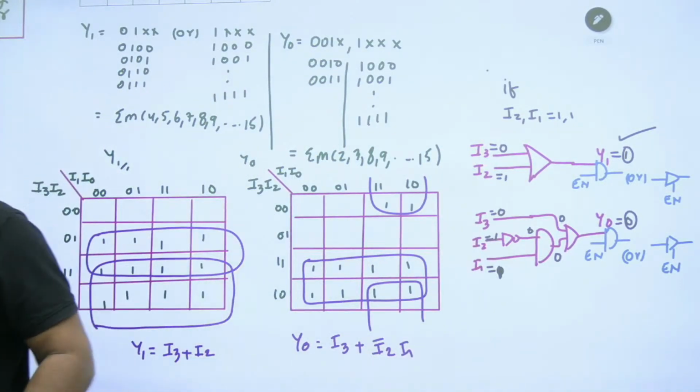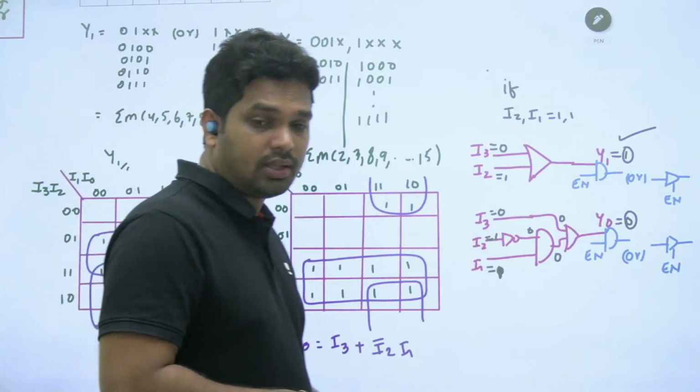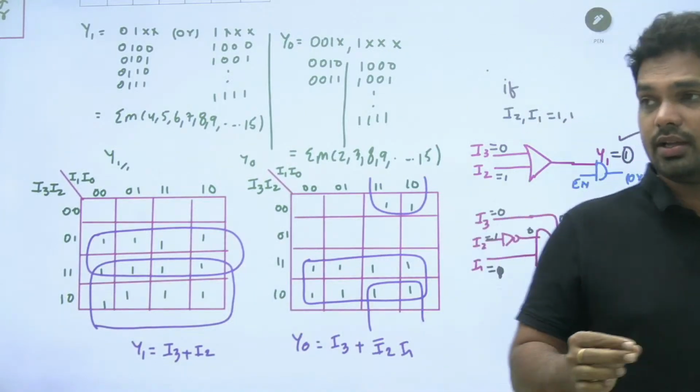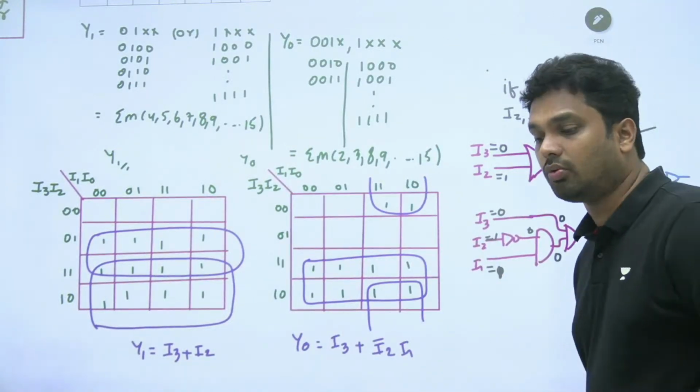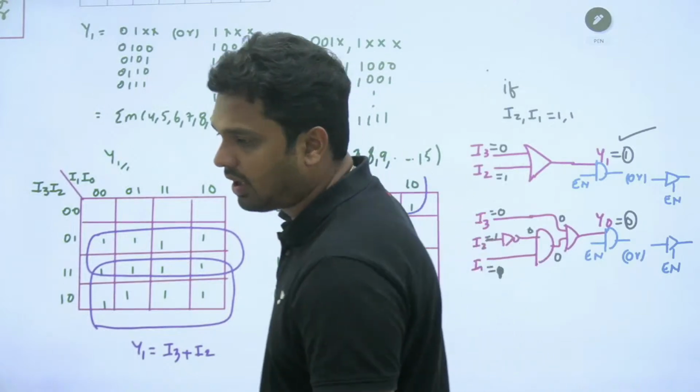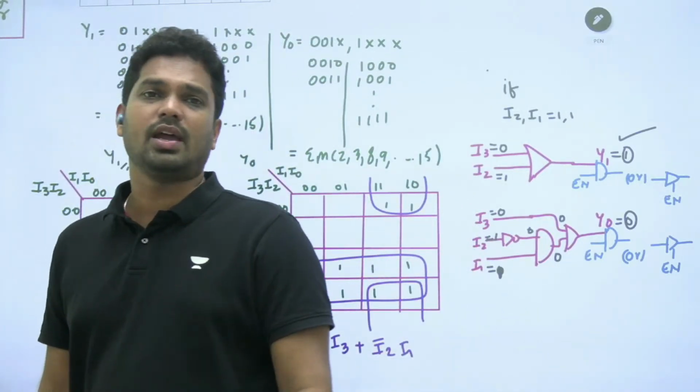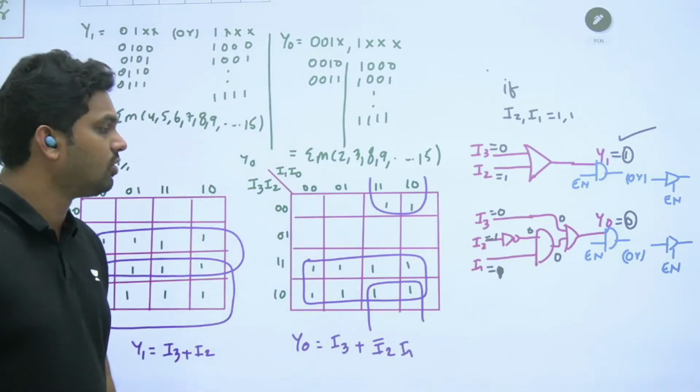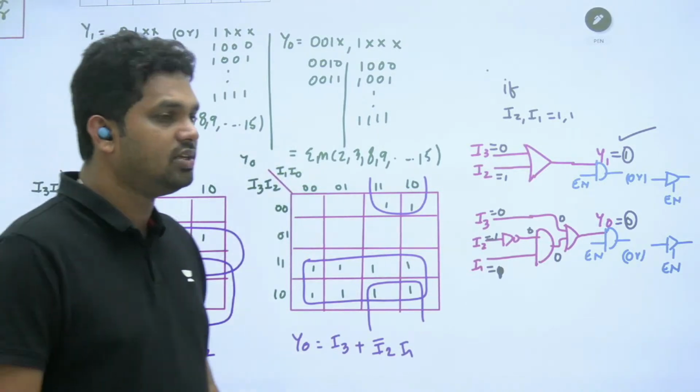Okay. So that is about your priority encoder. Here more than one input is equal to one also. It will consider only the high priority and give it. So you can design the priority in any order of your wish. I have designed it with I3 as the high priority.